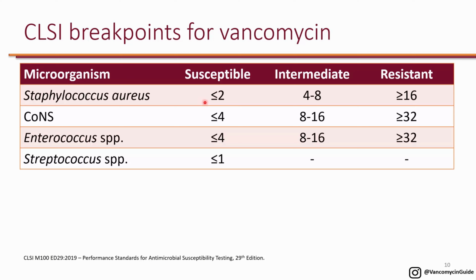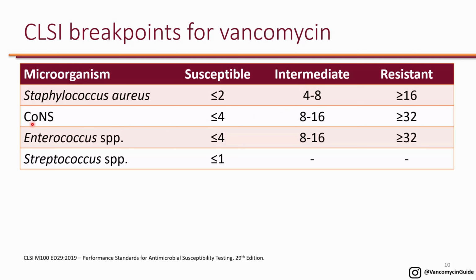So for example, if we send a sample to the micro lab and they determine that the MIC is 0.5 for Staphylococcus aureus, then we would say that because it's less than or equal to 2, it's considered susceptible. Whereas if that MIC comes back from the lab and it's actually 4, then we say, well, 4 and 8 are actually considered intermediate. So that's how you would interpret it.